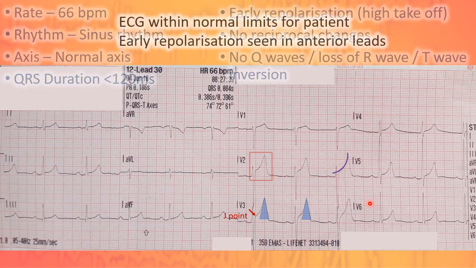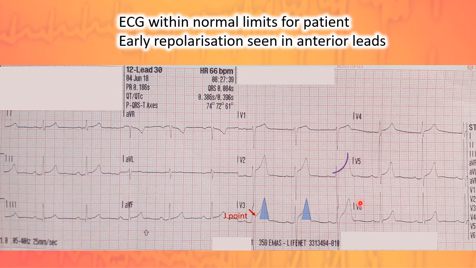Contrast that. So this is an ECG which is within normal limits for the patient. A previous ECG for the patient would be very useful for comparison, and we see early repolarization in the anterior leads.